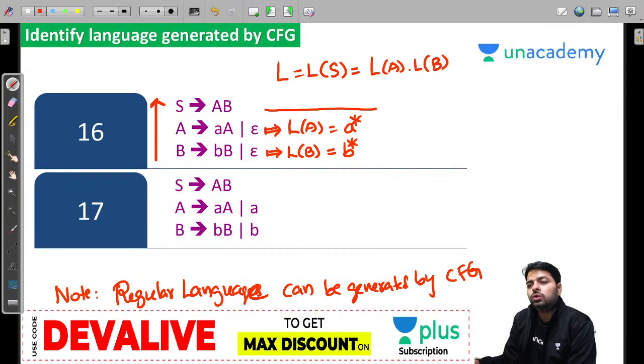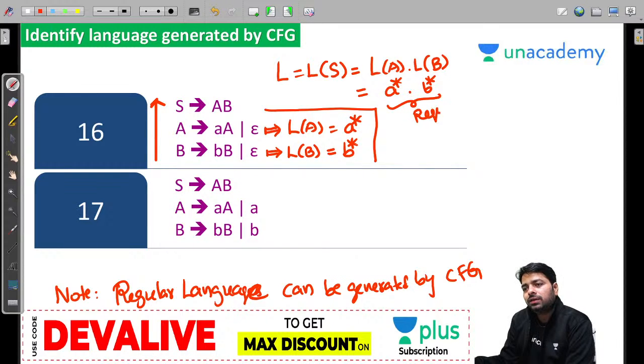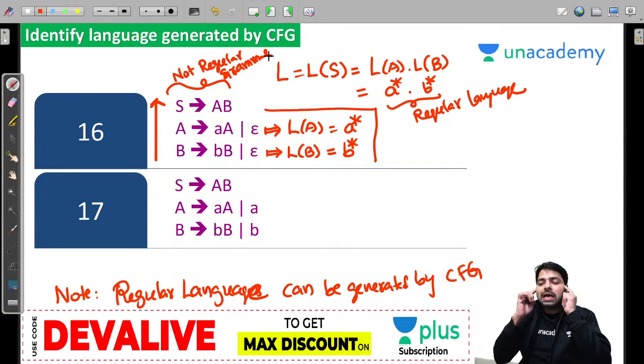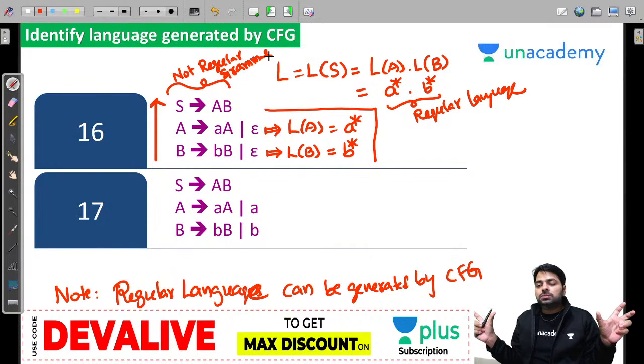And finally you go to the language generated by S, that is language of A is A* and B is B*. Is it a regular language or not? Yes, regular language. But is this a regular grammar? No, this is not a regular grammar. So this is what I am talking about. Even though the grammar is not regular, we can generate a regular language. You must have clarity about which word you are talking about. Regular grammar, regular language. Don't assume they are the same. They are equivalent, but they are not the same.